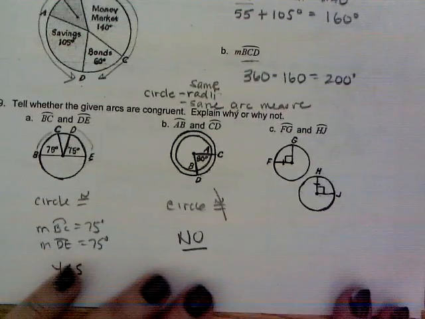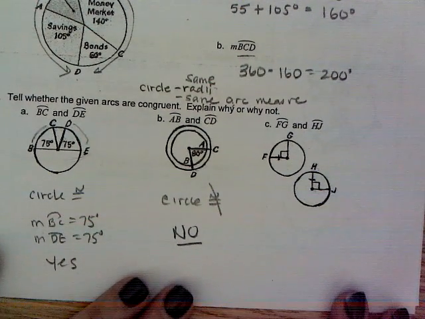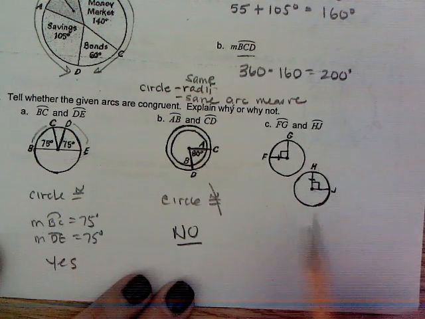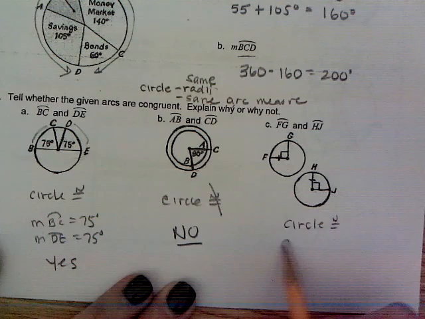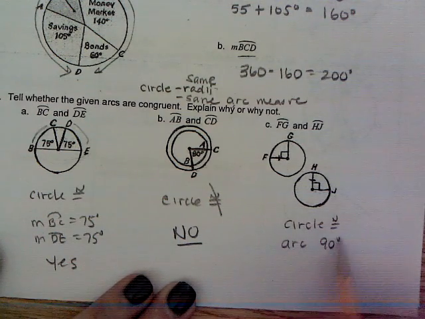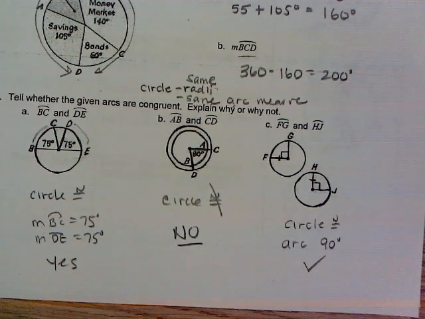All right, and then C. Are my circles congruent? Yes, it tells me right here the radii are the same, so my circles are congruent. Are my arcs congruent? My arcs are both 90 degrees, so yes, they are congruent arcs.